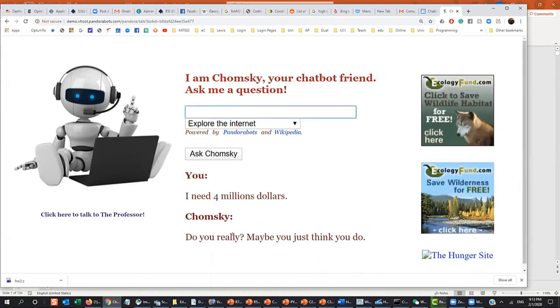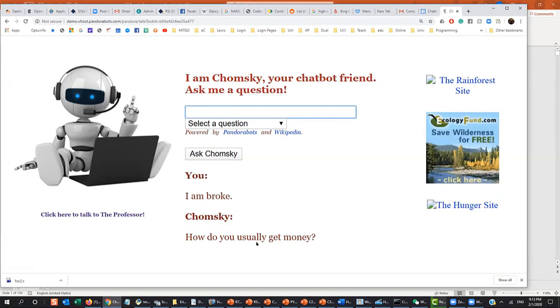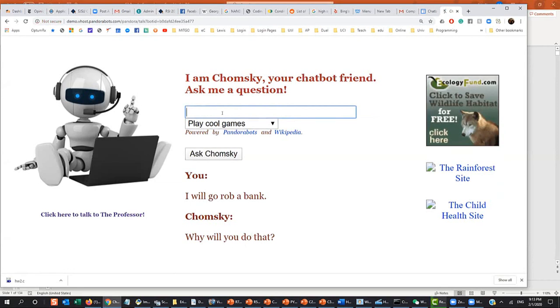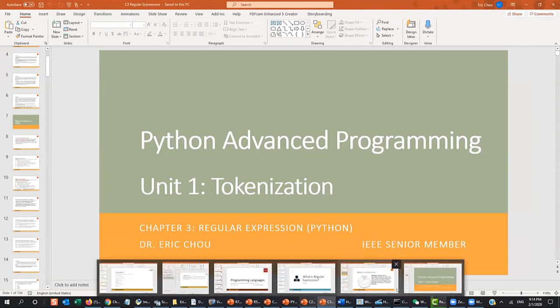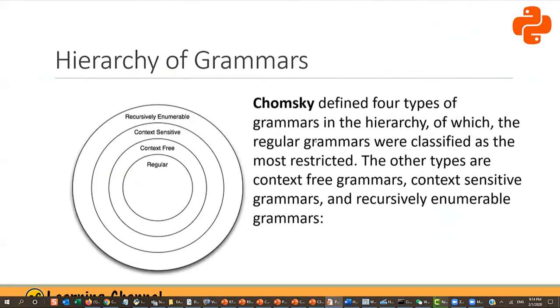So the chatbot, it will respond. Okay, it tried to respond, right? So basically they may have a default pattern, they may use some grammar, they may use some AI, but it is question-answer based. So this one is the basis for AI. I don't know how sophisticated the AI is, but this is to show you that Chomsky grammar is one of the important things when we study AI.